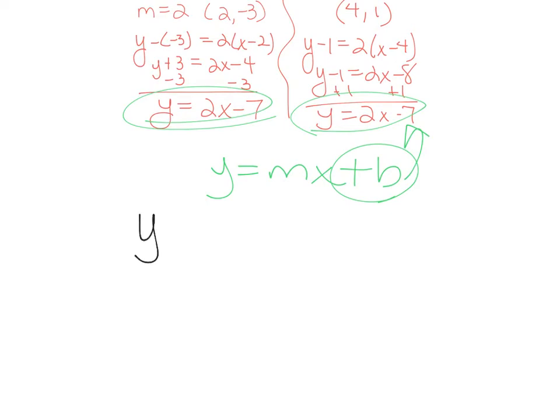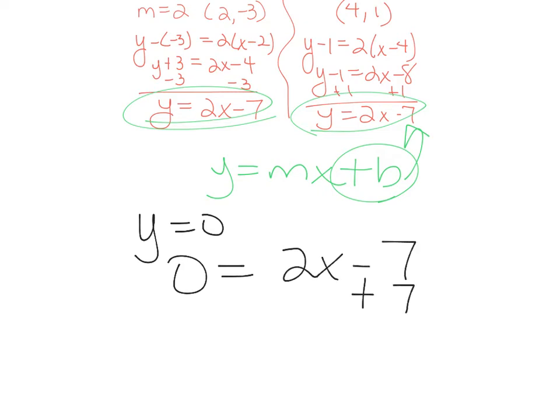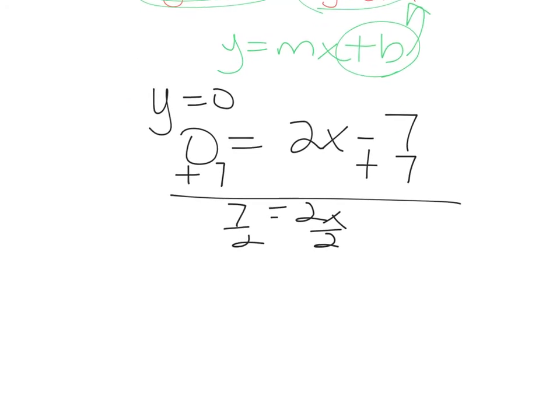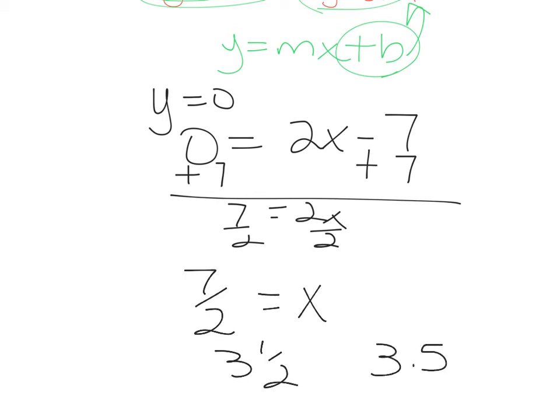Remember, to get the x-intercept, y equals 0. So you would plug in a 0 and then solve for x. And get 7 equals 2x, divide by 2. So your x-intercept here is 7 over 2, or 3.5. So you're going to have to do this also. This is the last part of the homework.